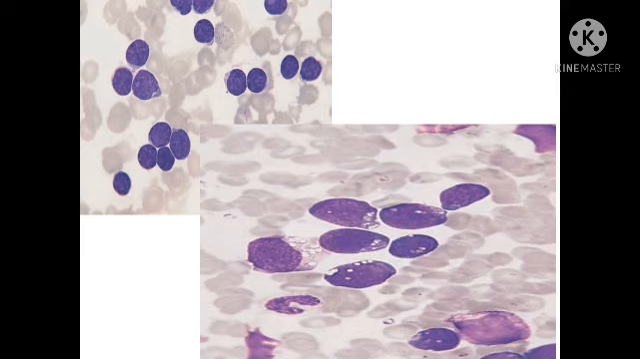This is another picture where you can see the cytoplasmic vacuoles. These round things are cytoplasmic vacuoles, and the cytoplasm is a little more abundant here. The cytoplasm was scanty in the previous picture. Here the cytoplasm is moderate. This is also another presentation. These cells you can see in the peripheral smear.